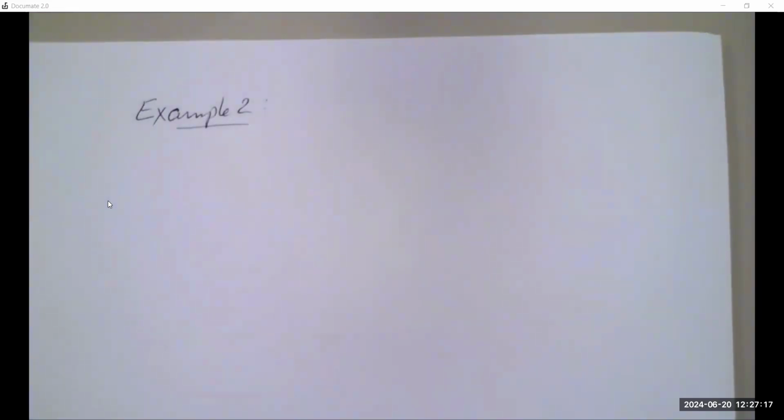Let's look at example 2. If I'm going too fast or if I turn a page too quick, make sure you tell me. I won't go back. I just want you to tell me now.